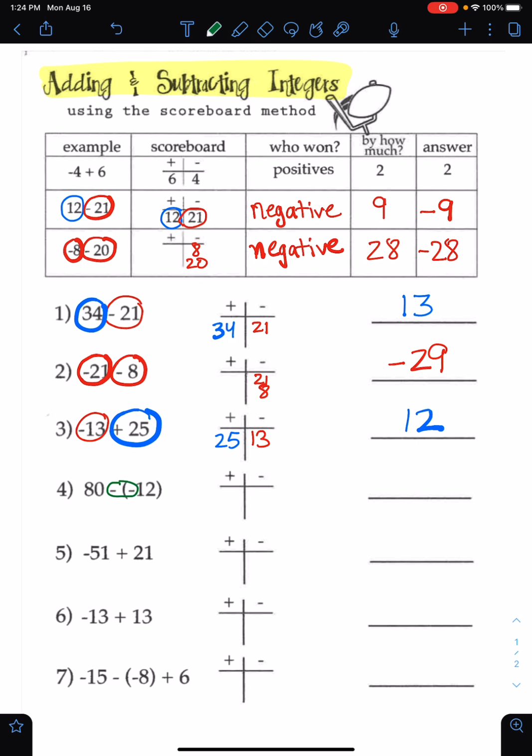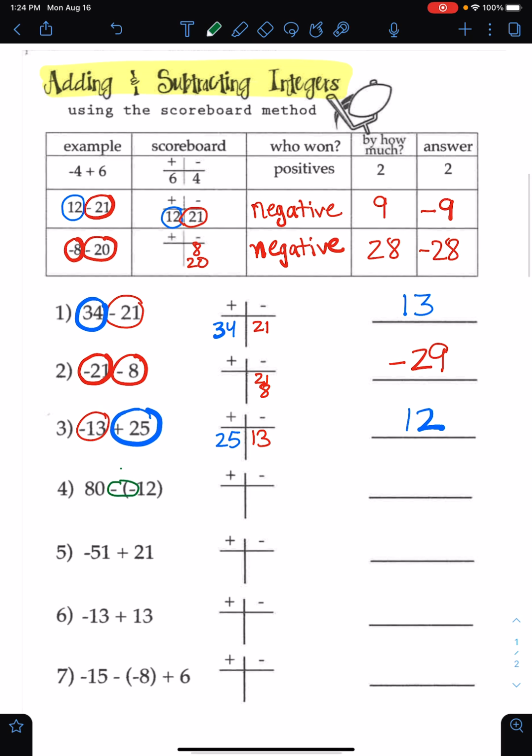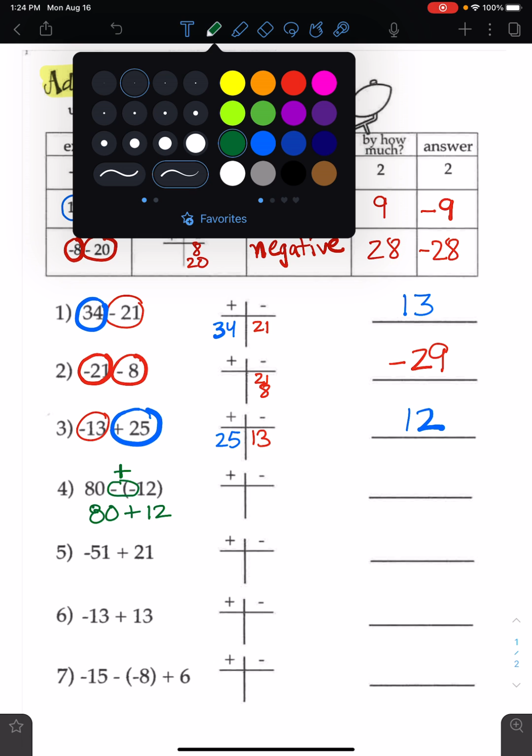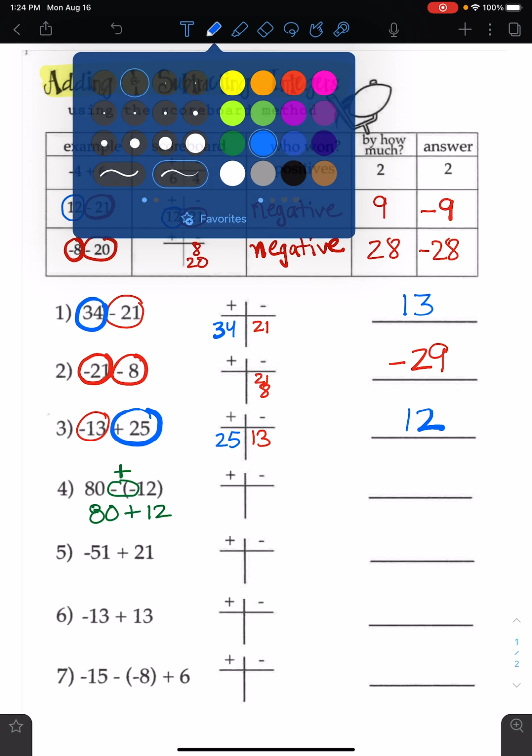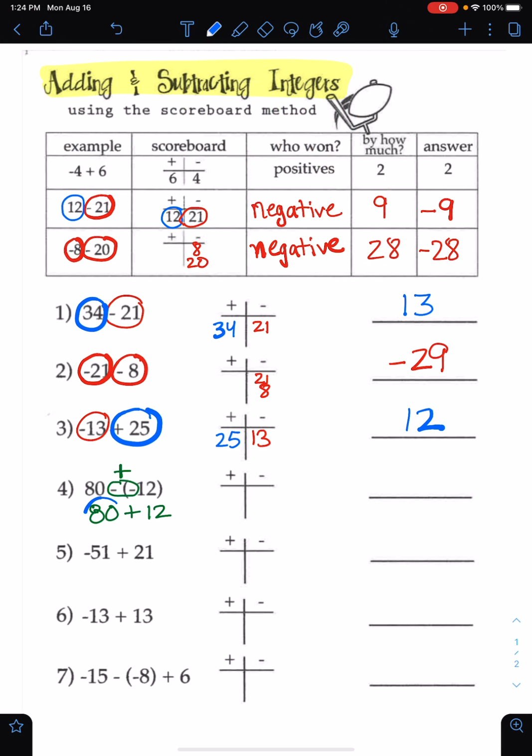So in math, it's the same thing. Whenever you see taking away a negative, you're going to change that to adding a positive. So it's going to become 80 plus 12. In a problem like this, you probably wouldn't even need to use the scoreboard because you know what 80 plus 12 is. But just to reinforce it here, we have 80 positives plus 12 more positives. So we have 92 total positive points and no negatives.